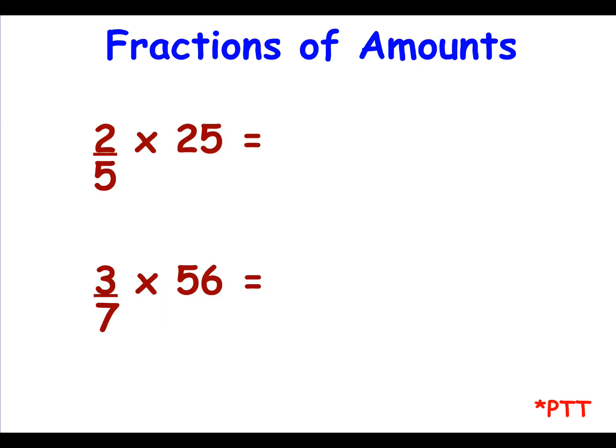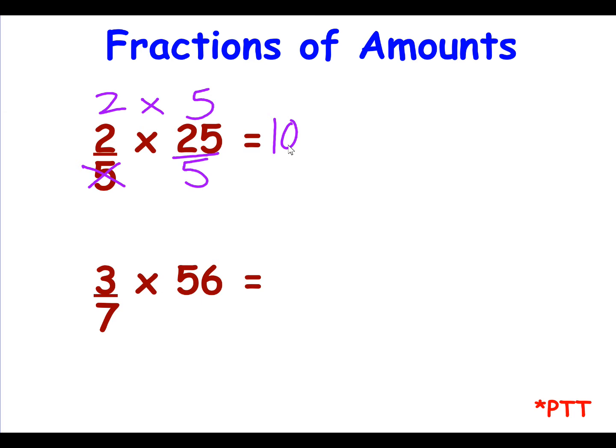So let's show you this with a couple more fractions so you can get used to this fraction of an amount system. If you had to find 2/5 of 25, then you wouldn't divide the 2 by the 5 first. The trick is to do this. Divide the 25 by the 5, which goes in 5 times, and then multiply the numerator by the result of the division. So 2/5 of 25 is 10.